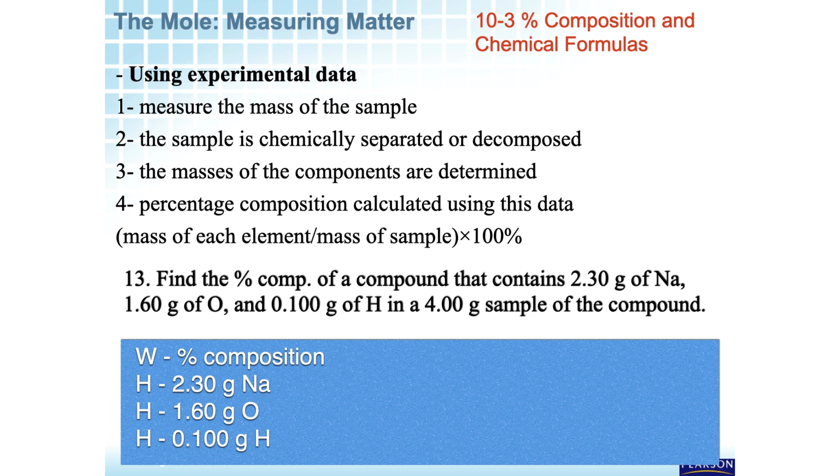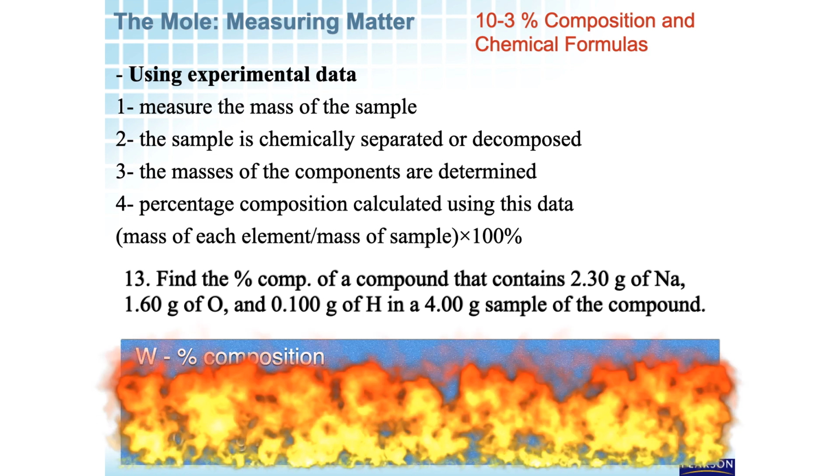And the percent composition is the mass of each one of those elements divided by the mass of the sample times 100. For example, find the percent composition of a compound that contains 2.30 grams of sodium, 1.60 grams of oxygen, and 0.100 grams of hydrogen in an original 4-gram sample of the compound. So to get the percent composition, we want the percent. What we're going to do is take each one of those parts, 2.3, 1.6, and 0.1, and divide it by the total, which is 4.